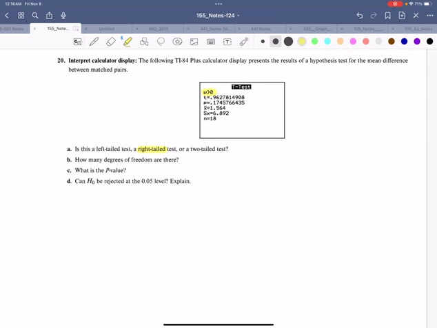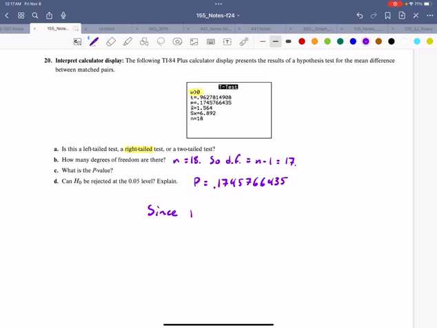How many degrees of freedom are there? Well, n equals 18. So the degrees of freedom equals n minus 1, which equals 17. What is the p-value? Well, p equals 0.17457666435. Goodness gracious. And then, can H naught be rejected at the 0.05 significance level? Absolutely not. Since p is greater than alpha, which equals 0.05, we fail to reject the null hypothesis. That's it.